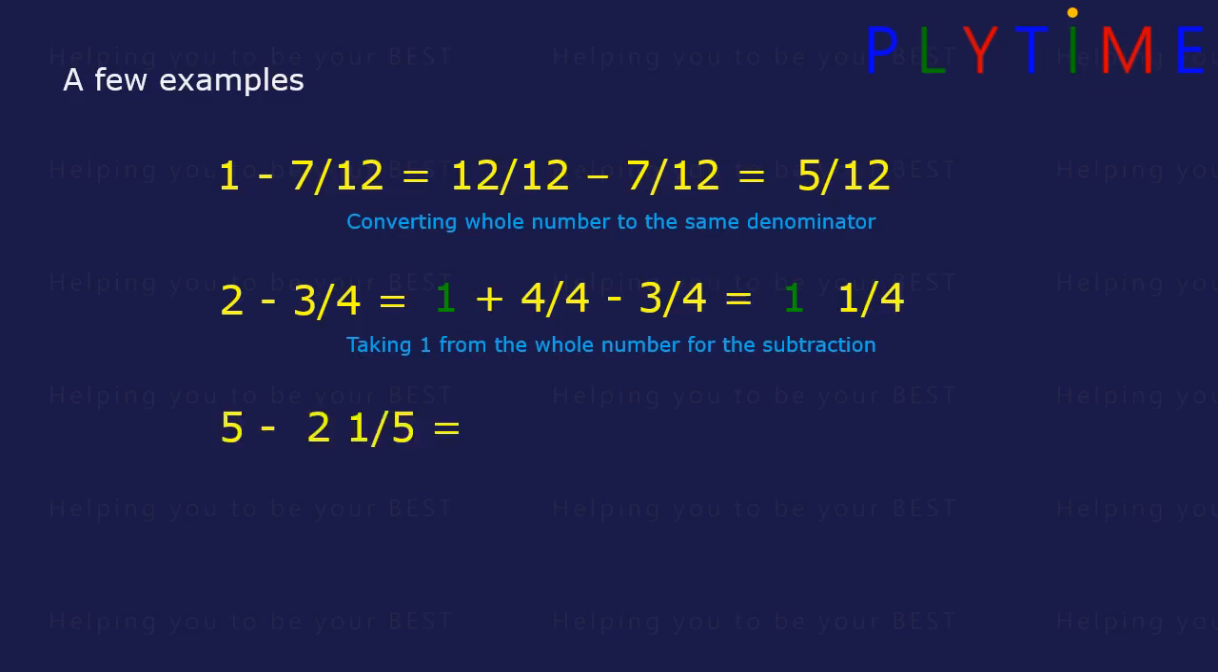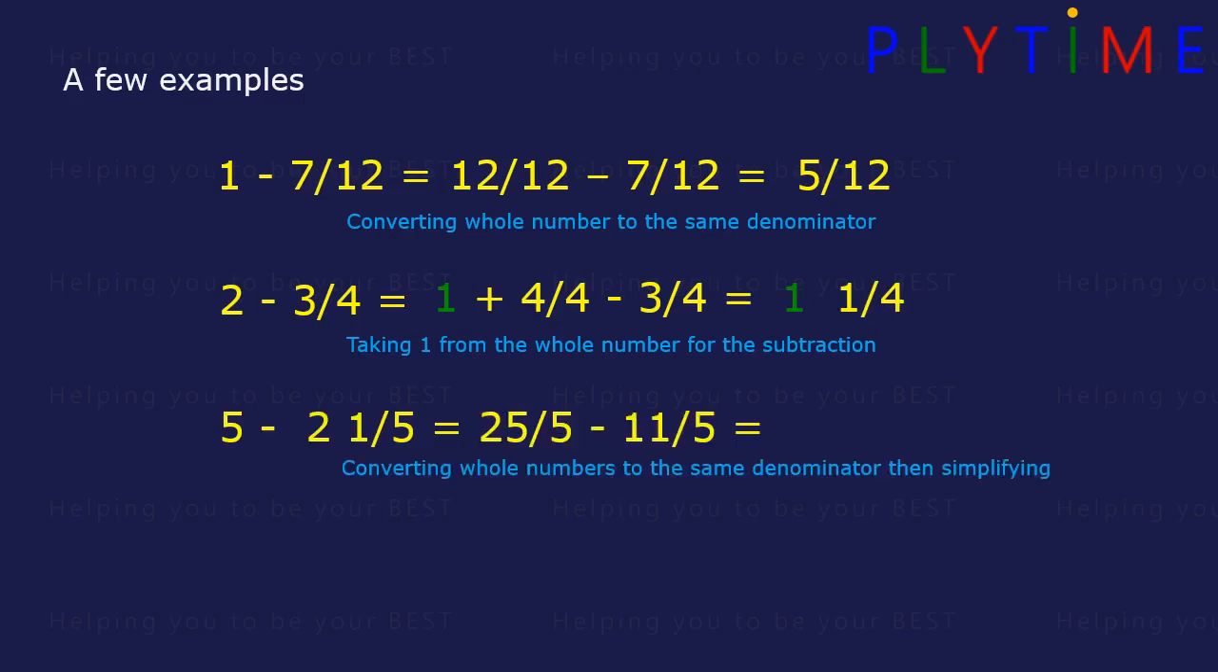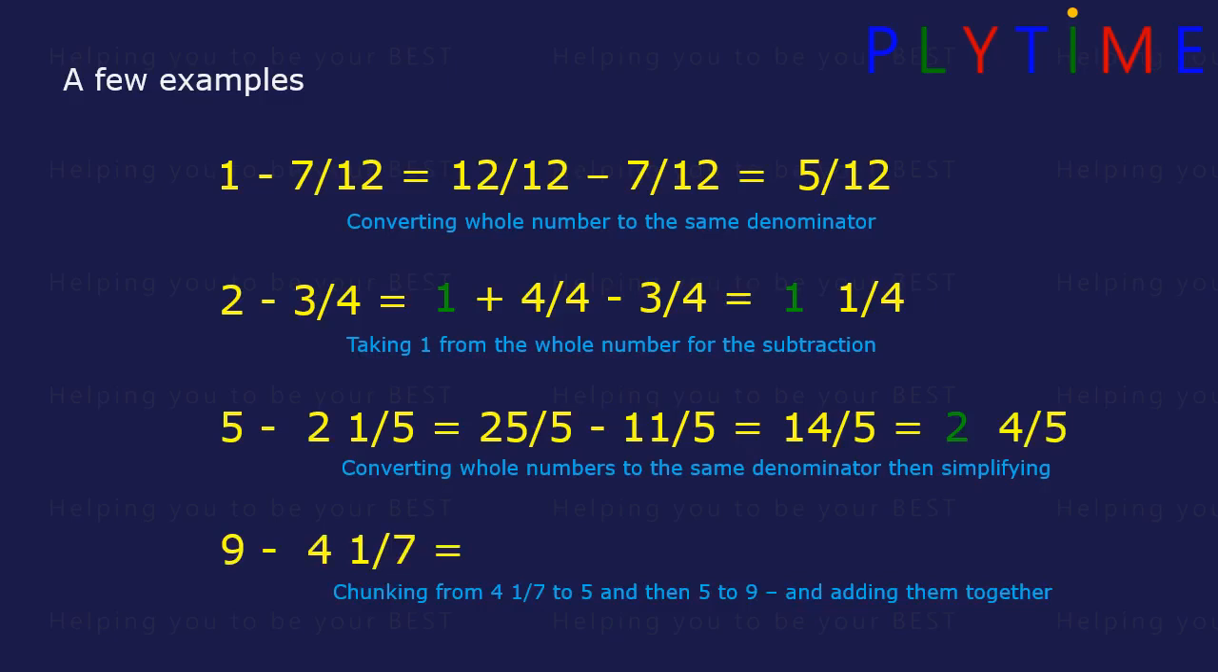What about 5 minus 2 and 1/5? We can convert the whole numbers to the same denominator and then simplify. It's the same as 25/5 minus 11/5. So 14/5. And we can simplify that to 2 and 4/5. What about 9 minus 4 and 1/7? We can use chunking. From 4 and 1/7 to 5 is 6/7, and from 5 to 9 is 4. So the total is 4 and 6/7.